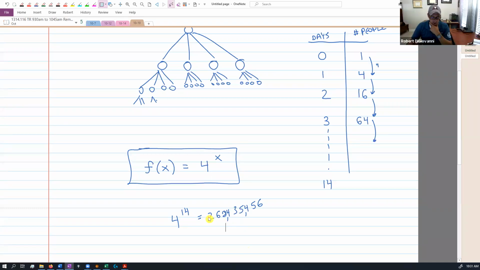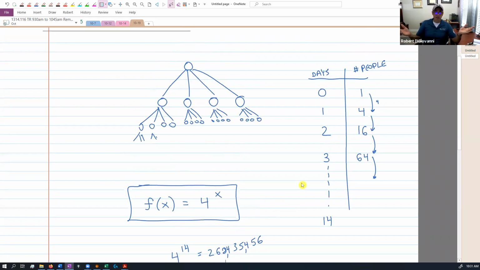So look at this. This is 268 million. So if you had a virus out there that you didn't know was there, right? And one person spread it to 4 people every day, and that happened for 2 weeks, that's enough transmission that you could basically infect 10 times the population of San Antonio in 2 weeks. So exponential growth. Okay, the way diseases are spread or transmitted is exponential growth.